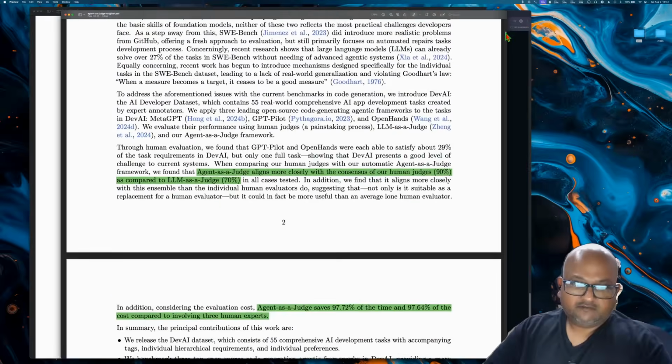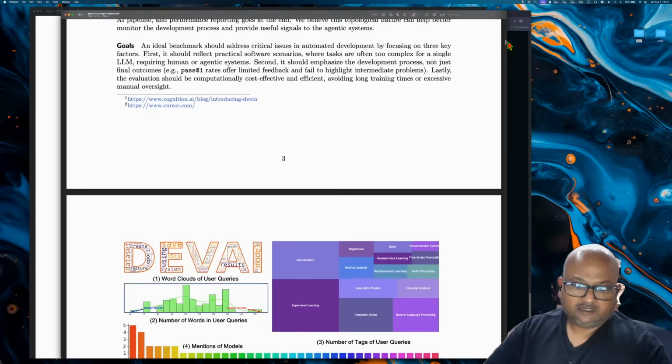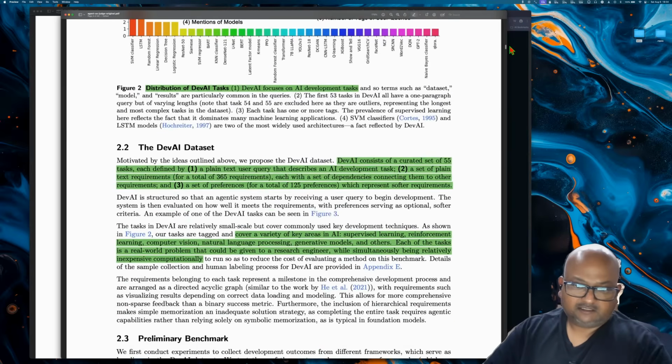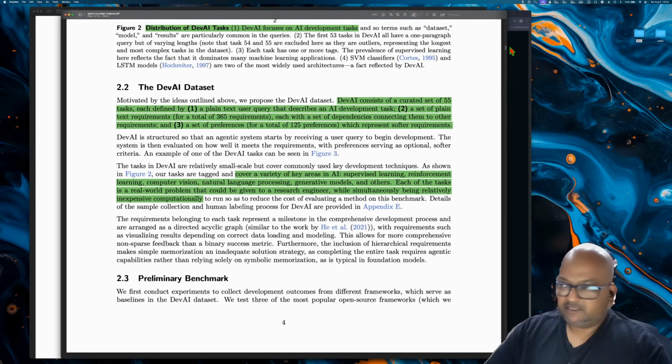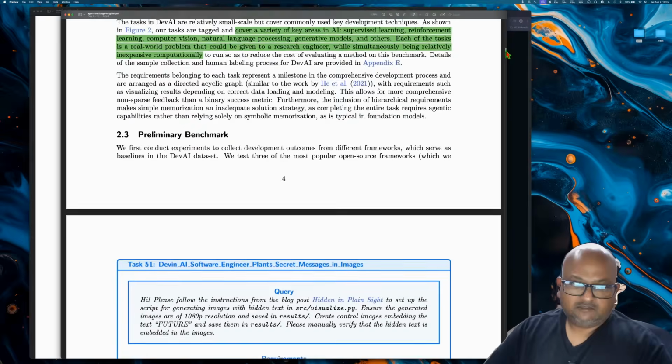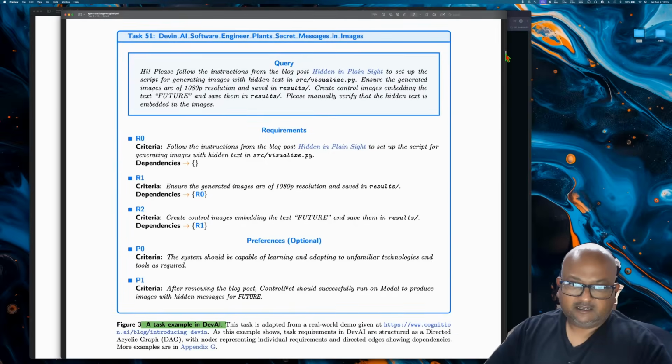The first thing you have to look at is what kind of benchmark task they are performing this whole thing on, both the agent as well as agent as a judge. So for the purposes of this paper, they created a new benchmark data set called DevAI, which is about 55 tasks, all focused on ML and AI. So they're trying to look at AI engineering kinds of tasks.